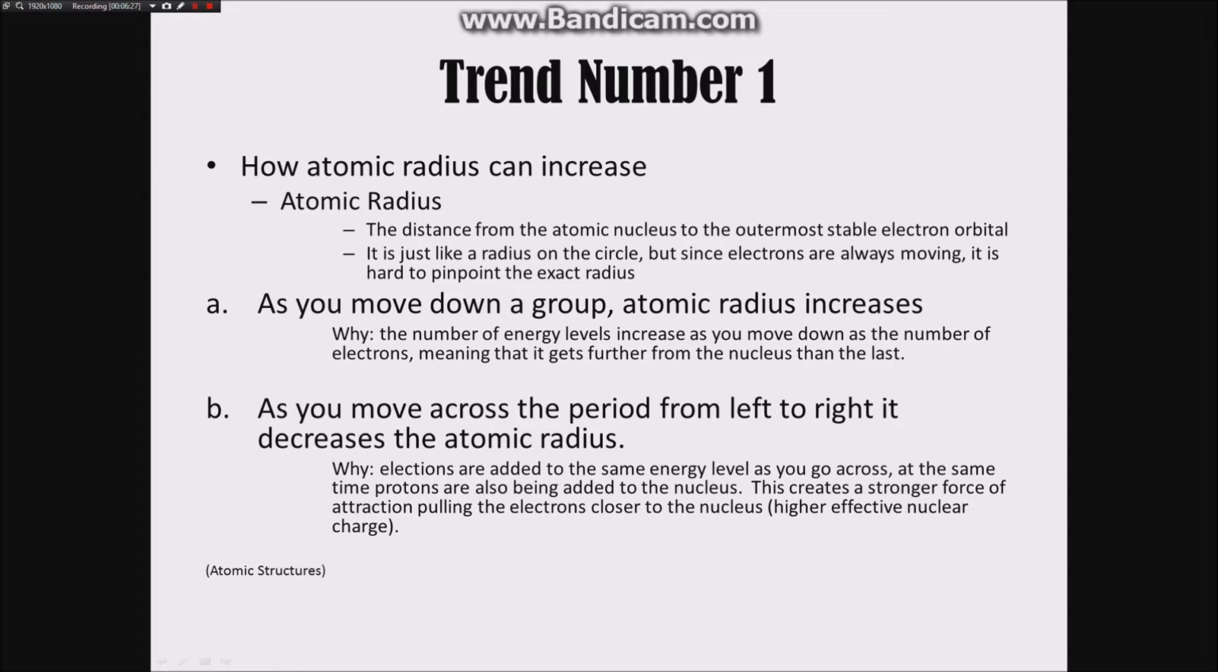As you move across the period from left to right, the atomic radius decreases. Electrons are added to the same energy level as you go across. At the same time, protons are also being added to the nucleus. This creates a stronger force of attraction, pulling the electrons closer to the nucleus.